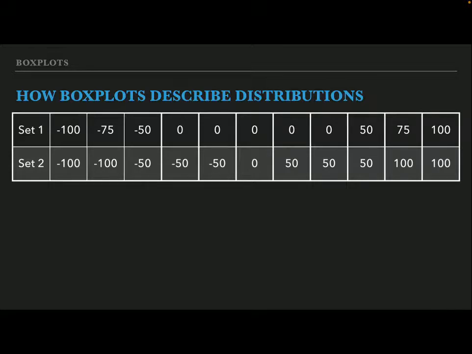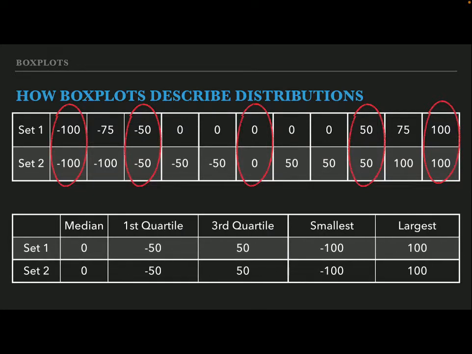This should be fairly easy, because the middle number will be the median. And the quartiles are the medians of the first and second halves, so -50 and +50 for both sets of data in this case. The smallest and largest values are respectively -100 and +100 for both sets. And here's our summary: the median, the first quartile, the third quartile, the smallest value, and the largest value.